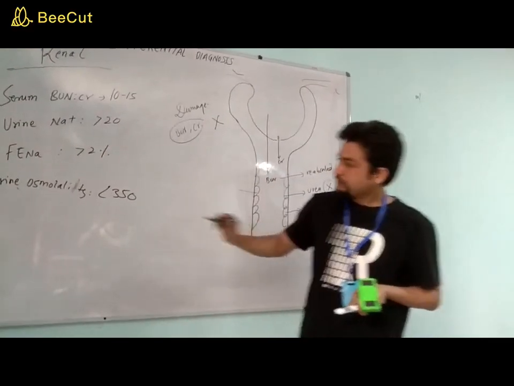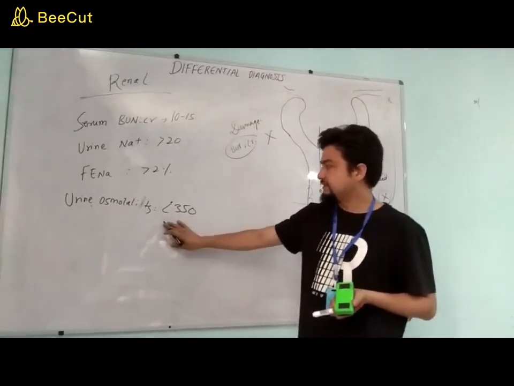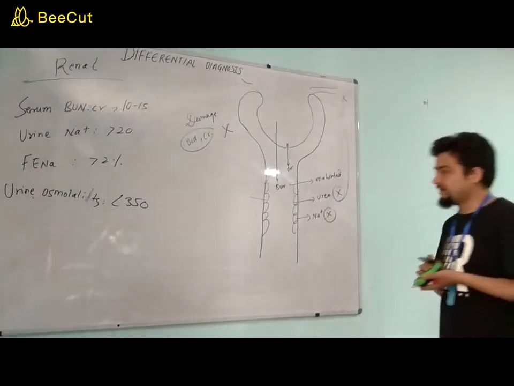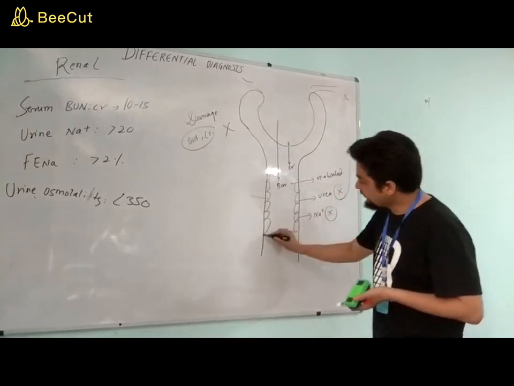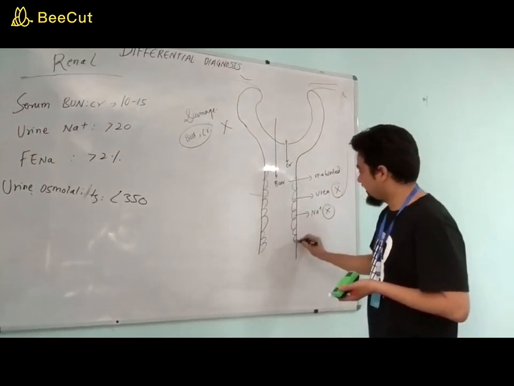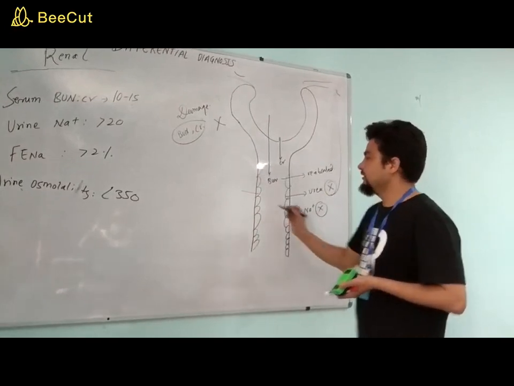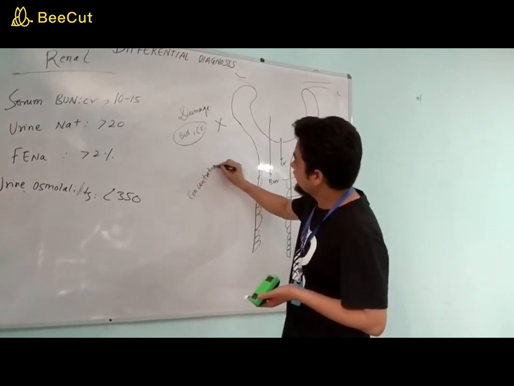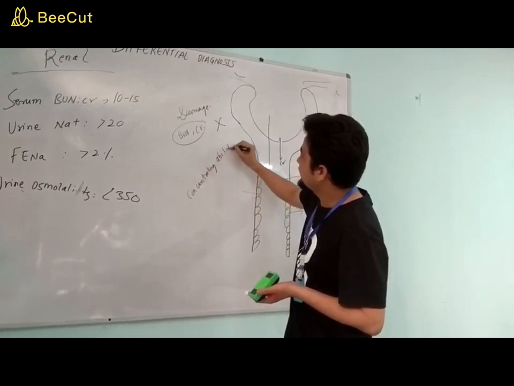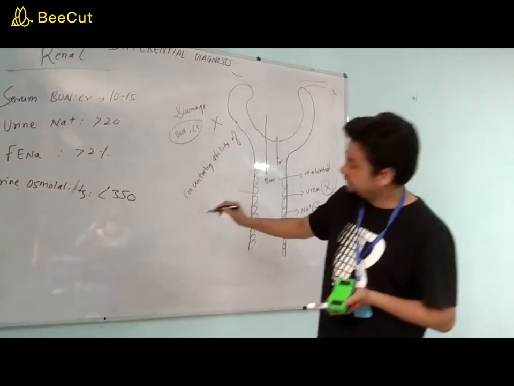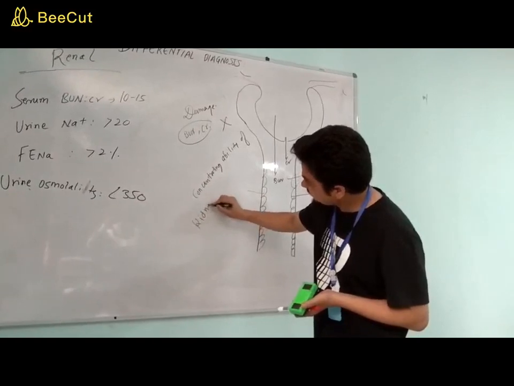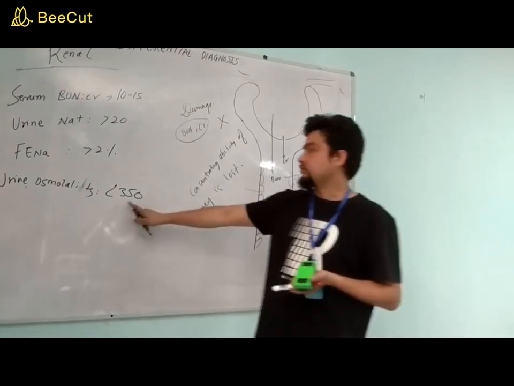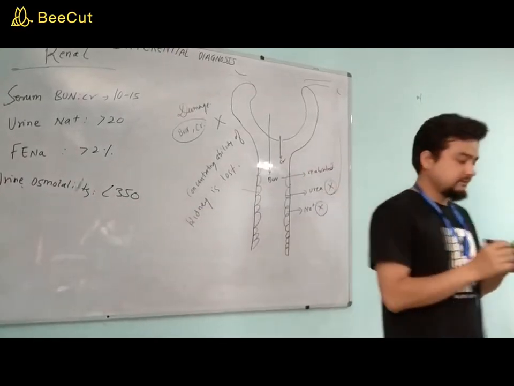Coming to the final point, urine osmolality less than 350. That means that if the tubules get damaged, and the damage is greater, the concentrating ability of the kidney is lost. That's why the osmolality is less.